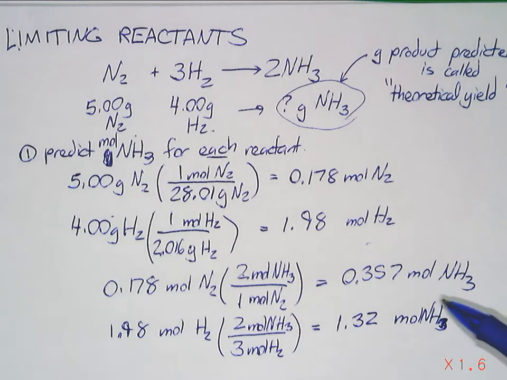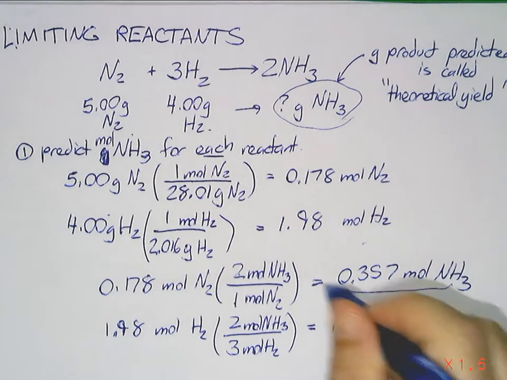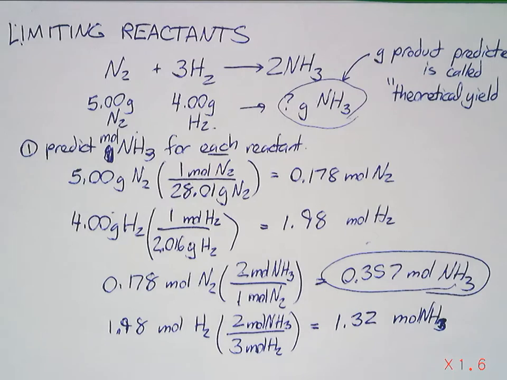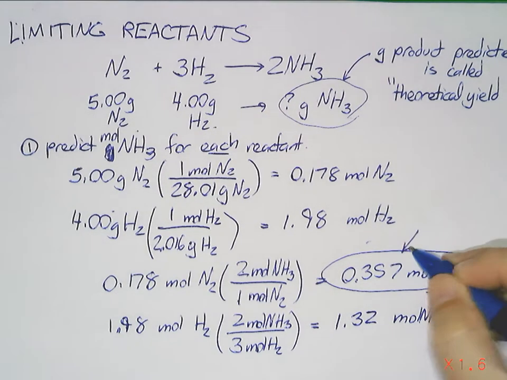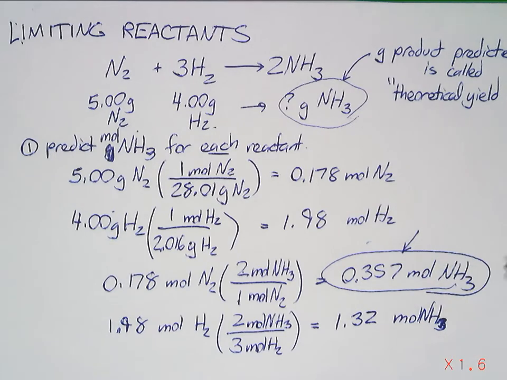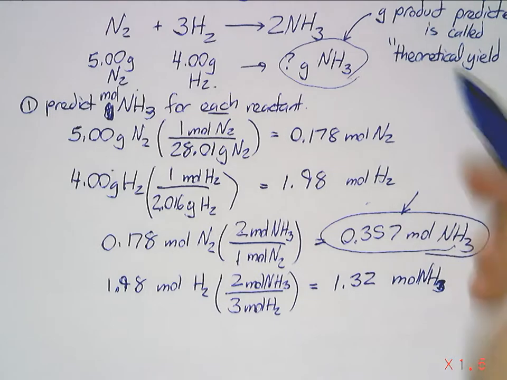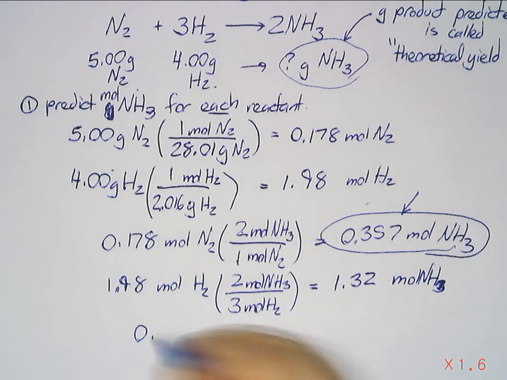Okay, so which one's the lesser amount? This one. This is the amount of NH3 that I'm actually going to get. That's the theoretical yield. In moles, what we have to do is change that into grams now to get the theoretical yield that we wanted originally.